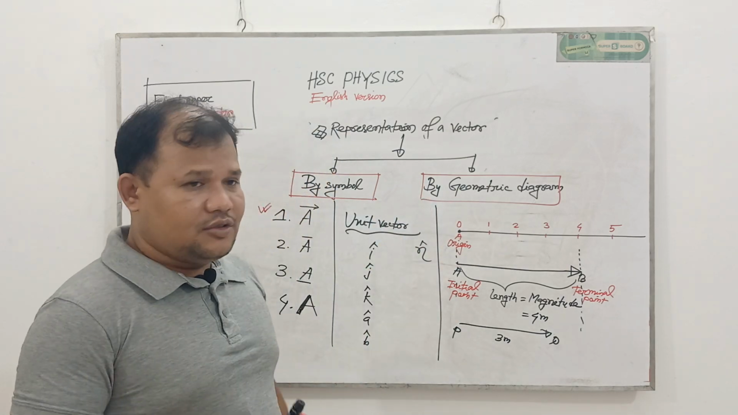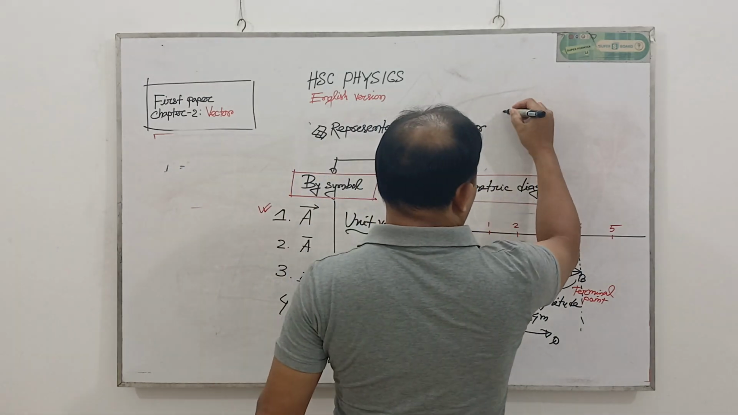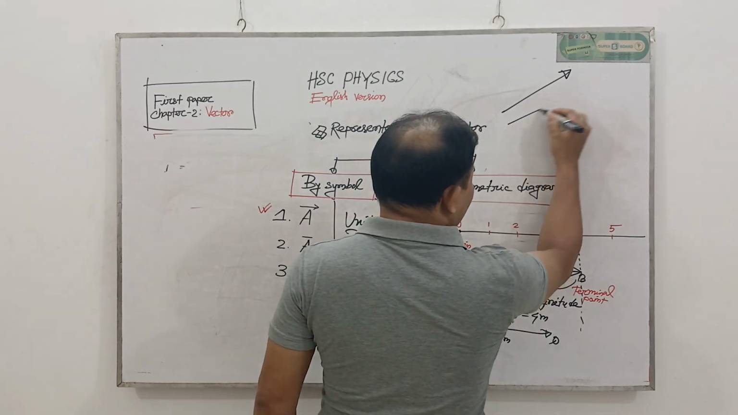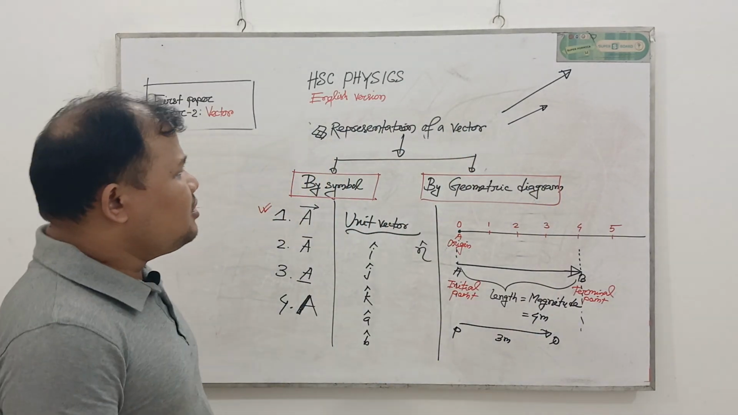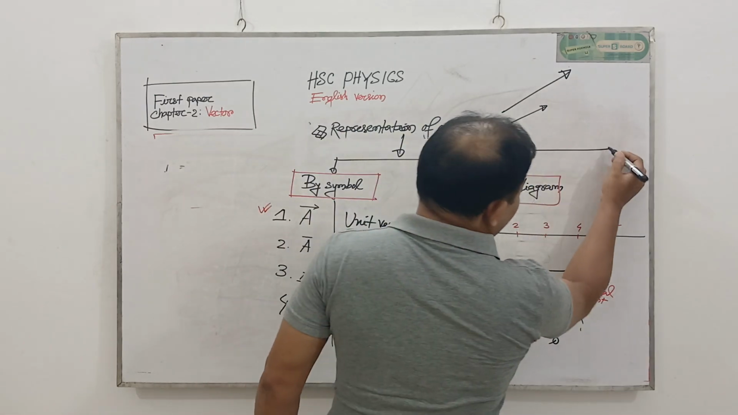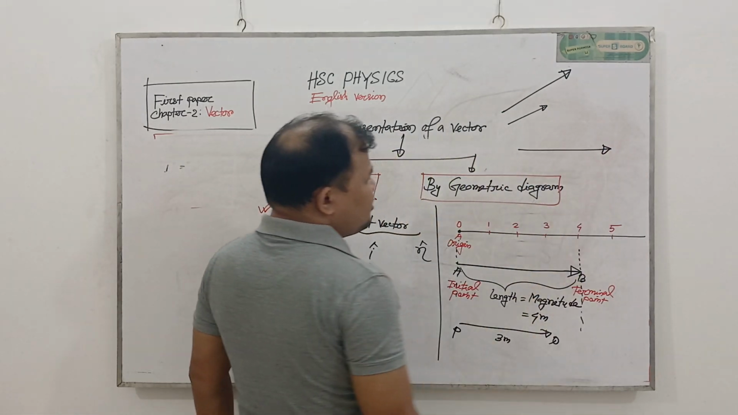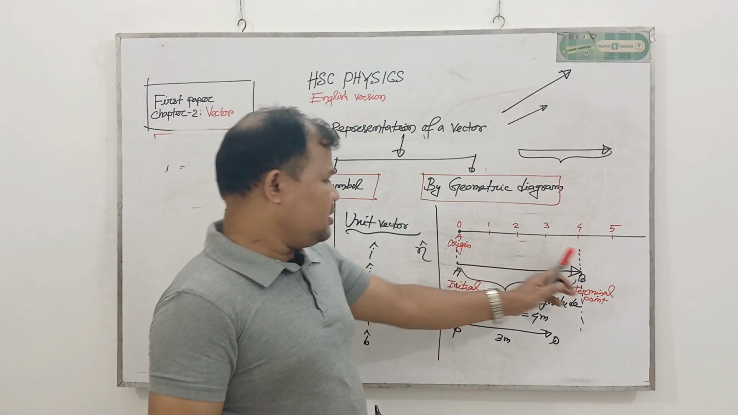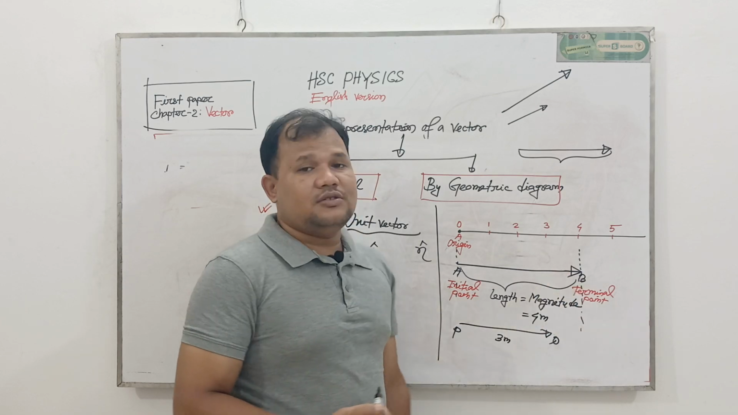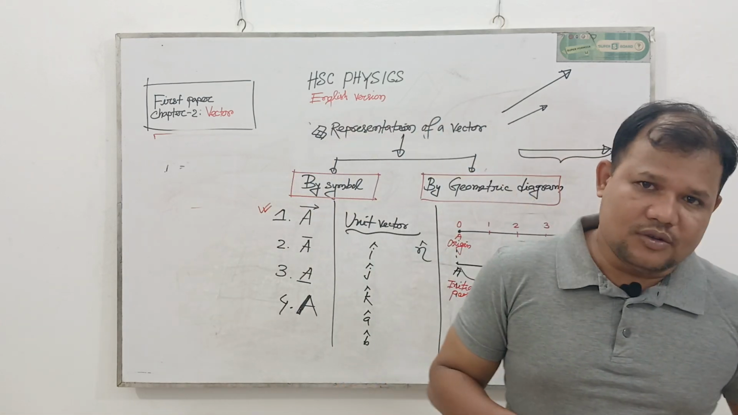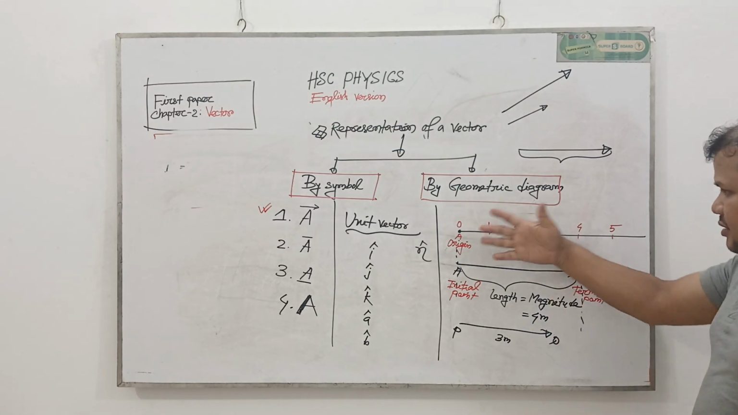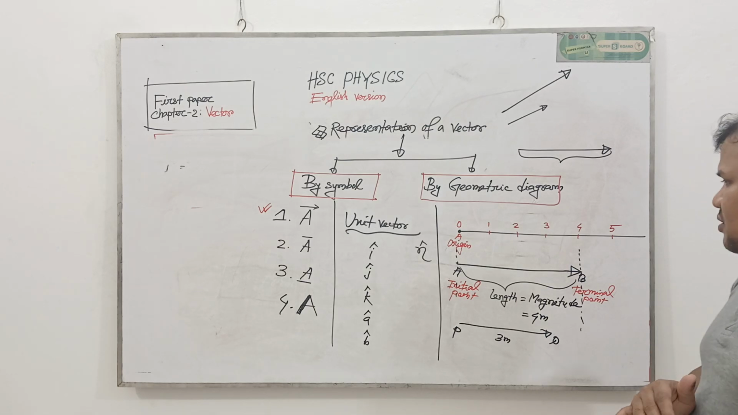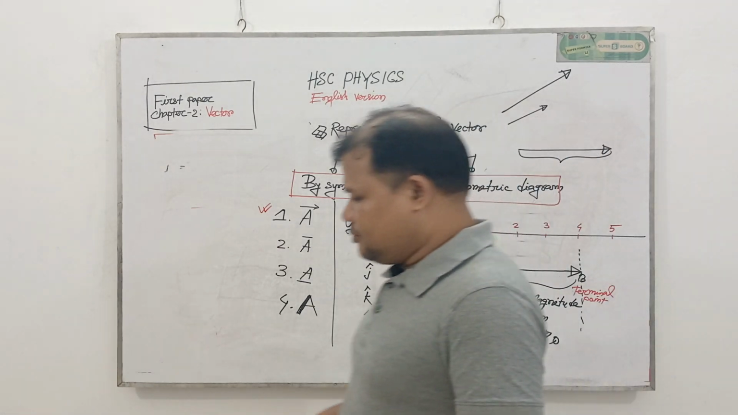When we use a geometric diagram, if the magnitude of a vector is big, then we draw a big line. If the magnitude of a vector is small, then we draw a small line. Okay, I think all of you clearly understand. If this is a line, this arrow sign represents the direction and the length of this line represents the magnitude. My dear student, I think all of you clearly understand this part. If you face any kind of difficulties, then please write your comment in the comment section, then I am trying to clear you.